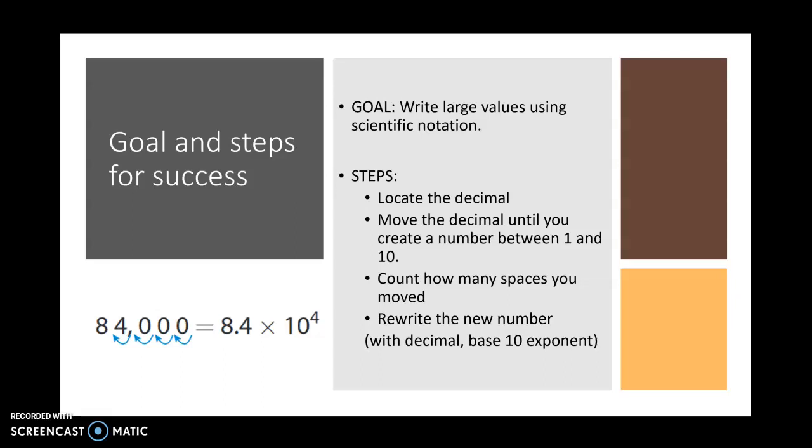Our goal today, we're going to write large values using scientific notation. First, step 1, we're going to locate that decimal. Then we're going to move the decimal until we get a number between 1 and 10. Then we're going to count how many spaces we moved, and we're going to rewrite the new number with a decimal and the base 10 exponent.